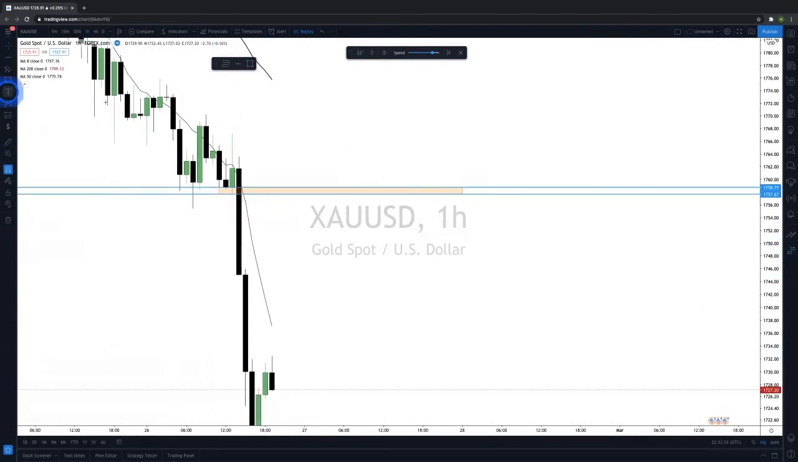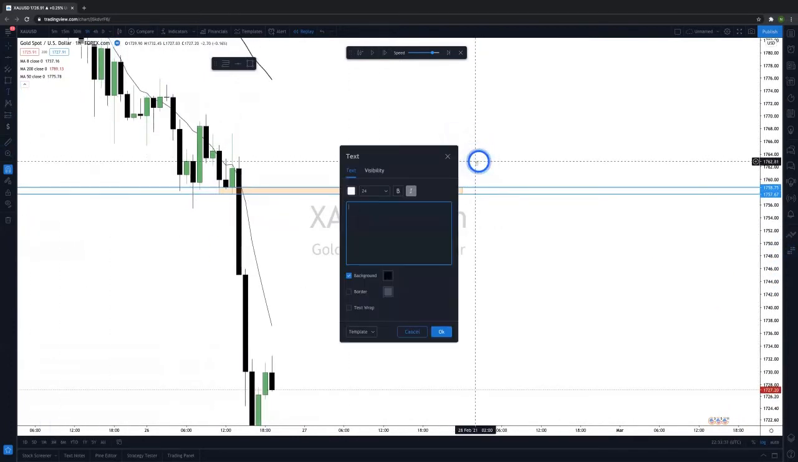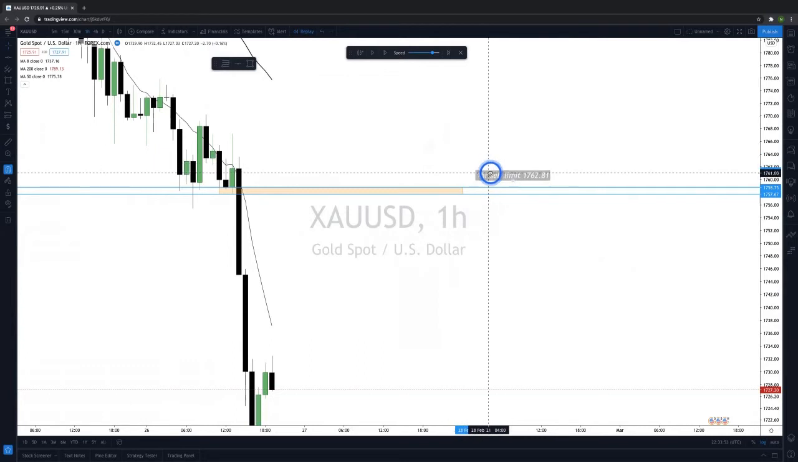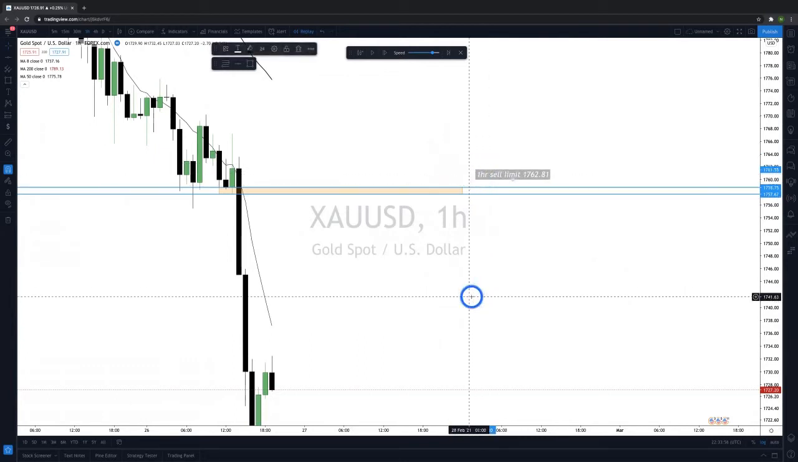So what I usually do is I just type it up. So I put a sell limit. This is a 1 hour sell limit at 1762.81. So I'm going to my MetaTrader 4 on my computer or on my phone. I'm putting in this sell limit.